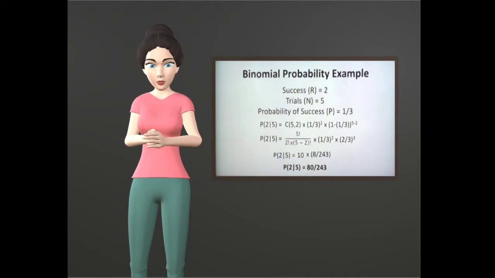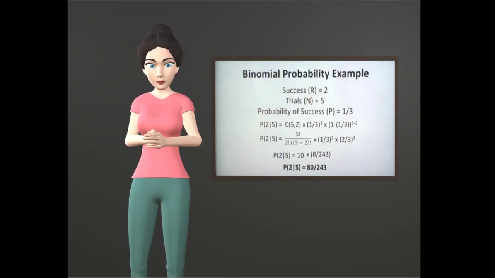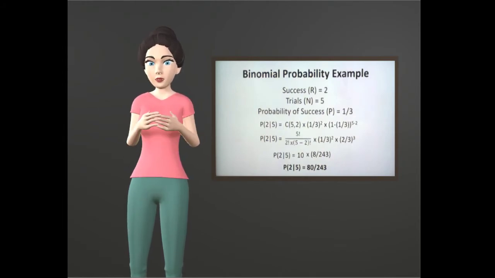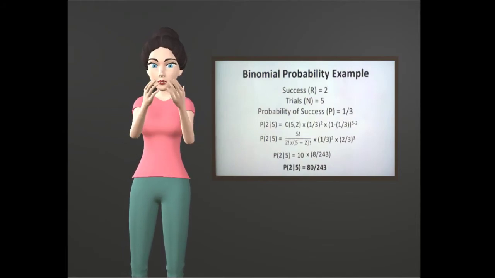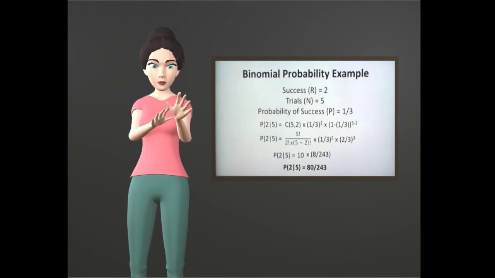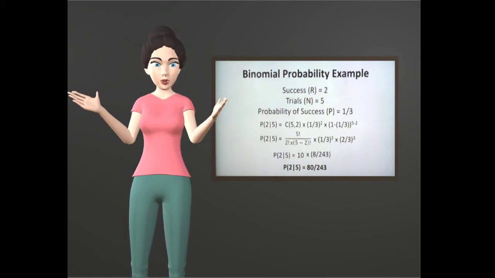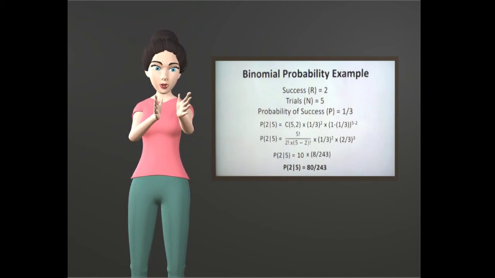The joint probability of any one sequence is 1/3 times 1/3 times 2/3 times 2/3 times 2/3, which equals 8 divided by 243. Multiply the number of combinations times the joint probability of a sequence. We get 10 times 8 divided by 243, which equals 80 divided by 243, or about 0.33. This means you have about a 1/3 chance of rolling a die 5 times and getting 5 or 6 to come up exactly 2 times. Now you know how to determine the probability of r successes out of n trials when the probability of success is p.